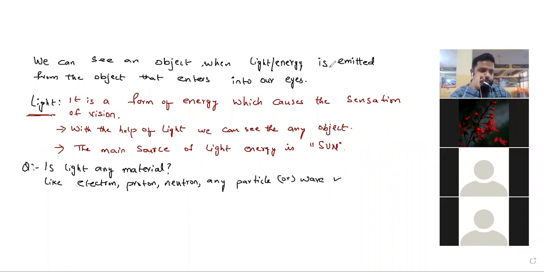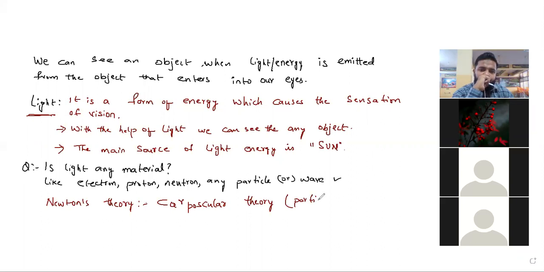See, students, there is a Newton's theory. Did you know the scientist Newton? Newton, scientist, you know better. He has one theory. The theory name is corpuscular theory. We will discuss it later. It mentions that light is a particle.